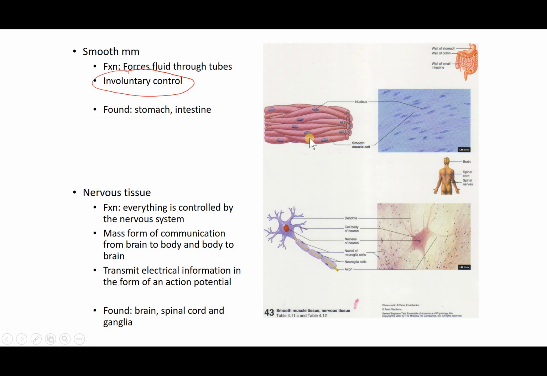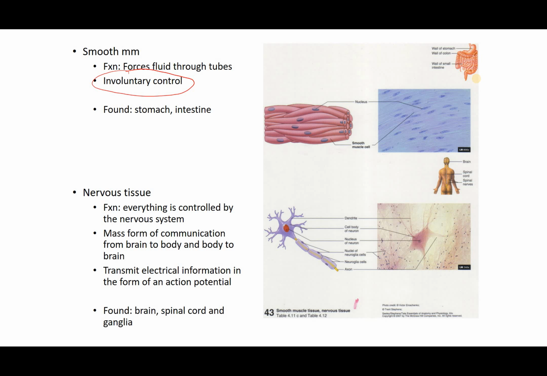And here's what it looks like with an animation and under a microscope. Largely found in our gastrointestinal system, but for the most part it's really any tube found inside of us is going to be smooth muscle.